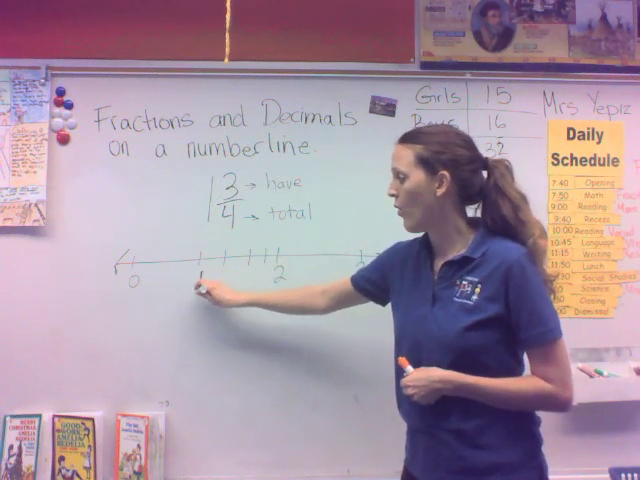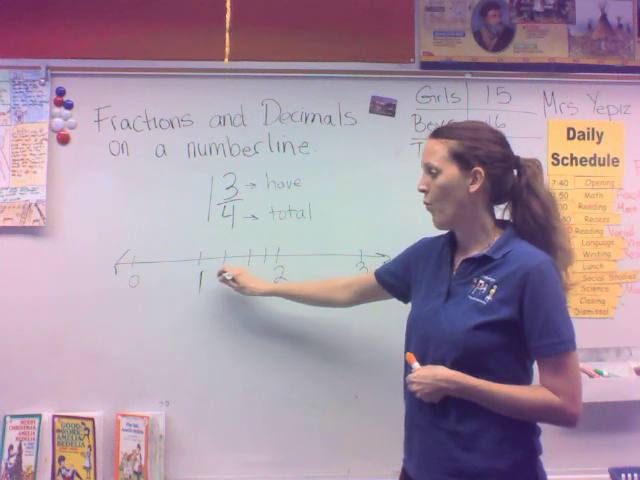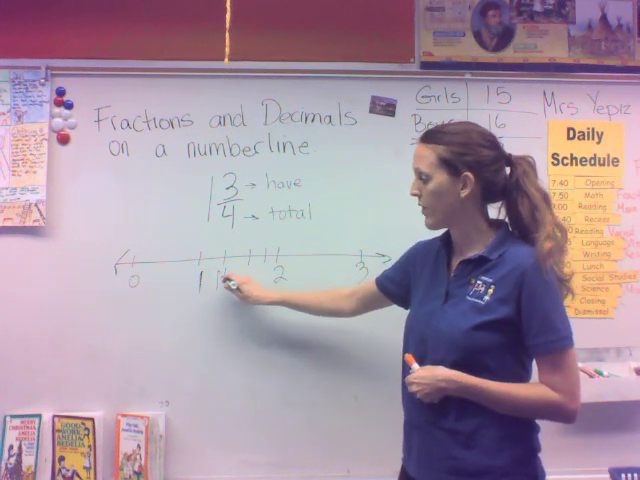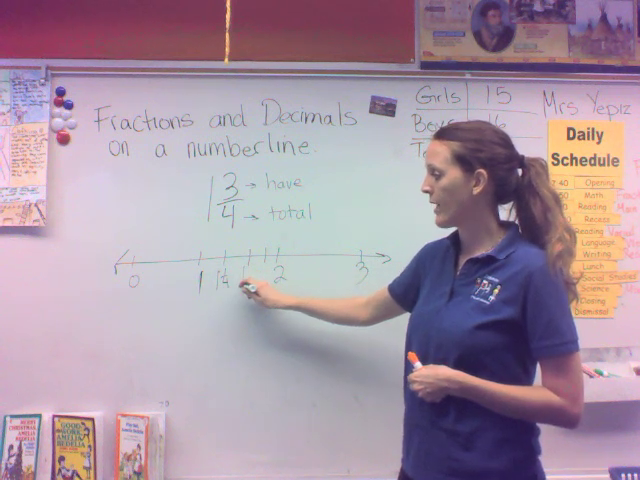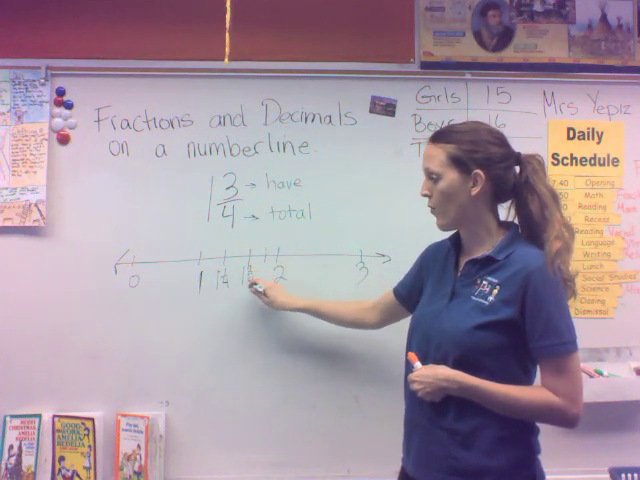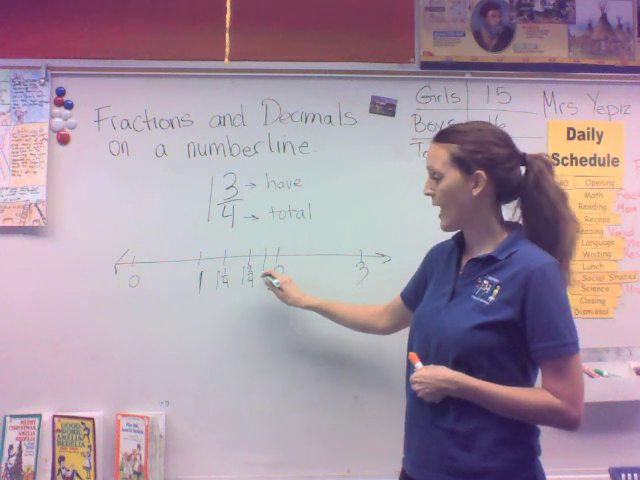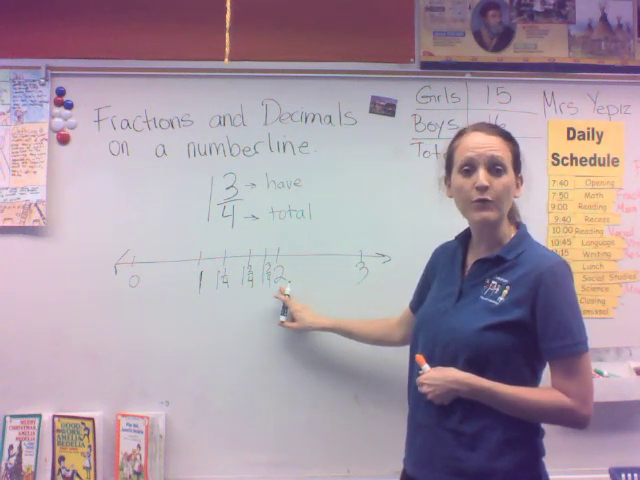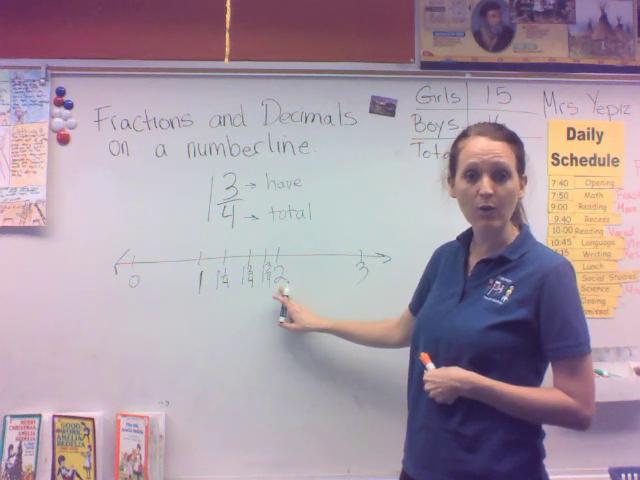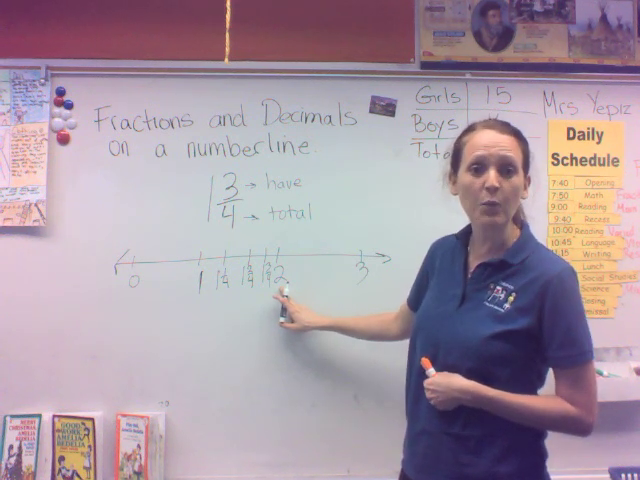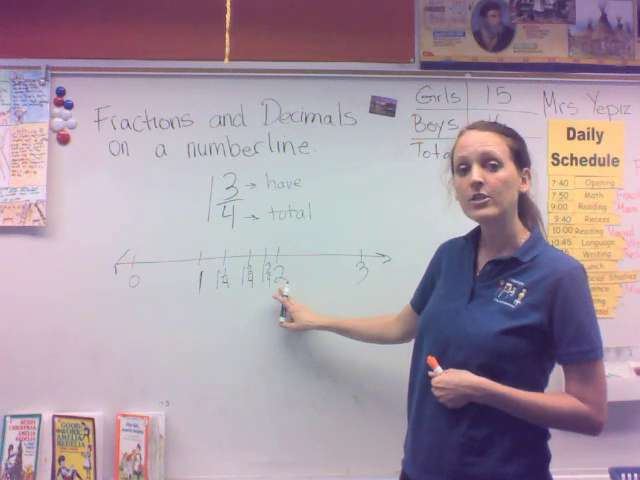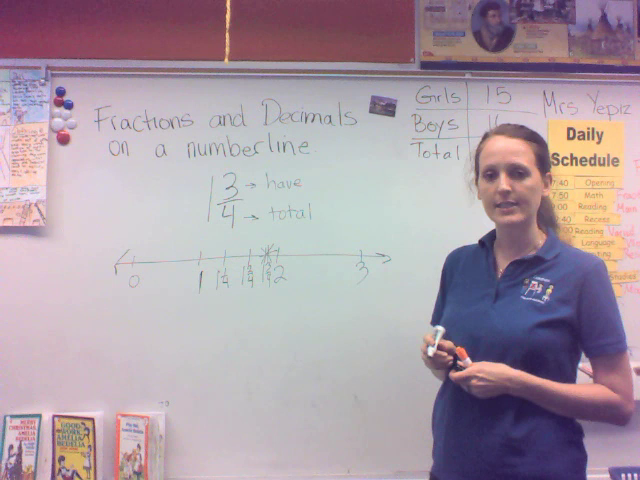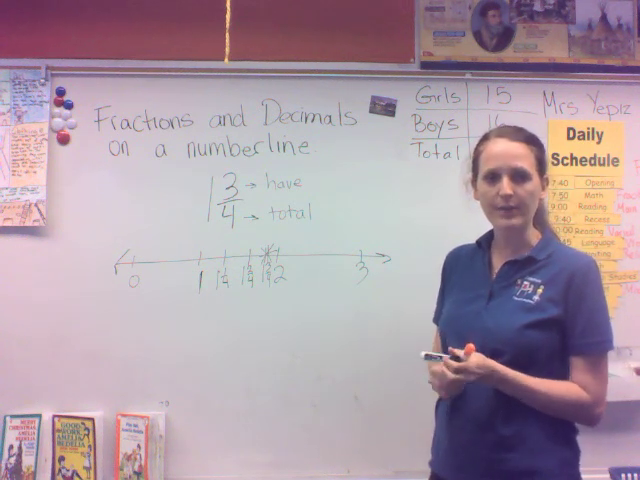So if this is one whole, this is 1 and 1/4. This is 1 and 2/4. This is 1 and 3/4. And this would be 1 and 4/4, because 4/4 would be your whole, which would make 1 and 1, which would be 2. So 1 and 3/4 would exist right there on a number line.